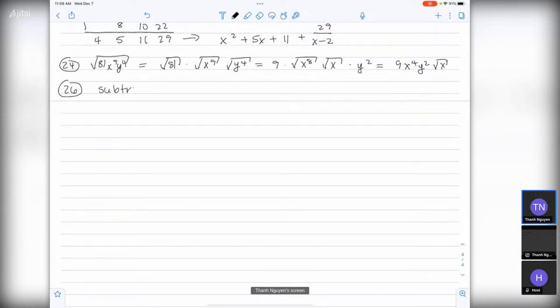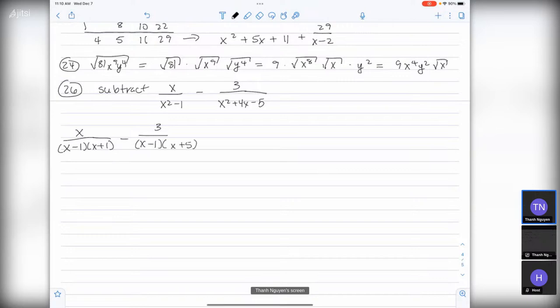Okay. All right, so next is 26. We want to subtract x over x squared minus 1, and 3 over x squared plus 4x minus 5. So what we have here is x over x minus 1 times x plus 1. I want to factor first because we don't want to multiply by really big numbers. And then the bottom is x minus 1 times x plus 5. So the only thing this side is missing is x plus 1, and the only thing this side is missing is x plus 5.